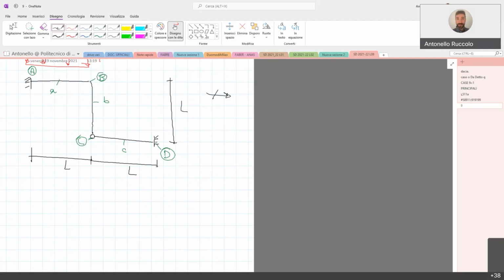Okay, so we do not need to investigate the effect of horizontal displacement in the node B. What about vertical displacement?